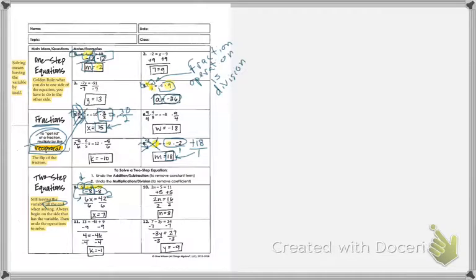6 and x, those two are multiplying, so the opposite of multiplication is division, so I will divide by 6. That gets rid of that. Leaves me the x, but since I divided by 6 on one side, I have to divide by 6 on the other. 42 divided by 6 is 7.